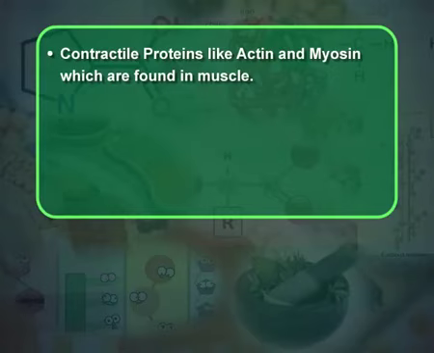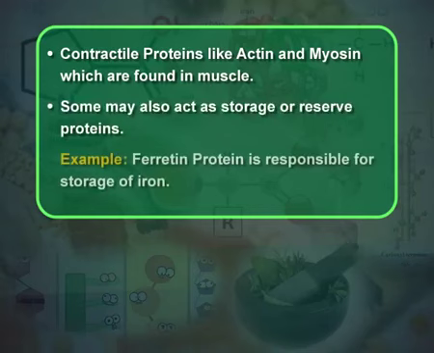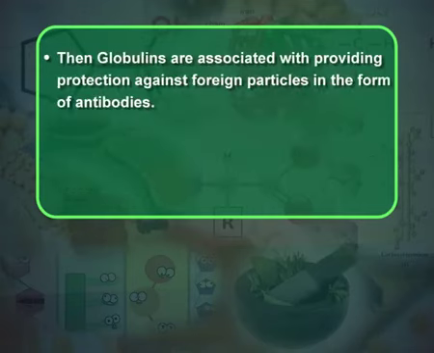Then proteins may also be structural proteins like keratin, which is present in our hair, or contractile proteins like actin and myosin, which are found in muscle. Some may also act as storage or reserve proteins. For example, ferritin protein is responsible for storage of iron. Then there are globulins, which are associated with providing protection against foreign particles in the form of antibodies.